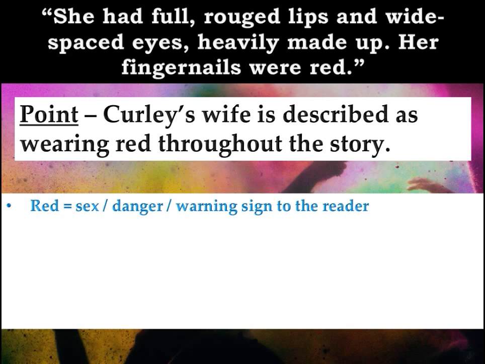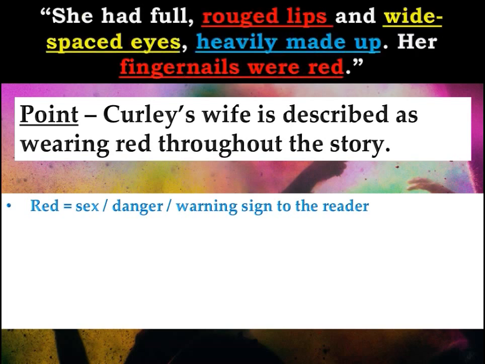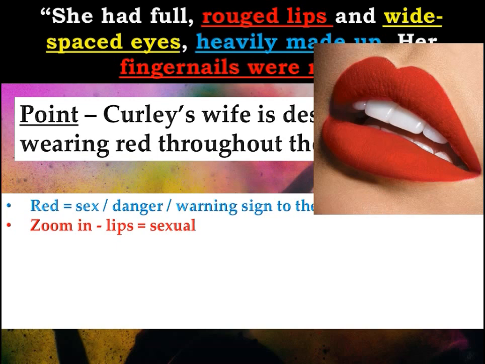So what I mean by that is pick out a word in the quote and talk about it in detail. So the words, or the phrases, I can pick out in this quote are rouged lips, wide-spaced eyes, heavily made up, that's separate ones, and her fingernails were red. So I'm then going to do one sentence each talking about them. So for example, I'm going to zoom in on the lips. Obviously red lips is a sexual thing. So I'm going to talk about that.